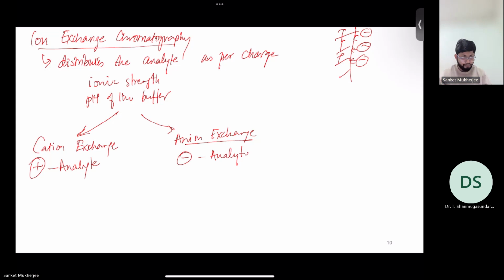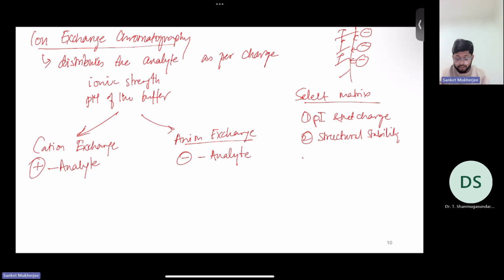These columns are basically the matrix, depending on whether you have a strong cationic analyte, or strong anionic analyte, or weak. Based on that, we have different column matrices. So how to select the matrix? For that, you need to know the pI value, the isoelectric point of a protein, and the net charge. Then you need to know the structural stability of the protein and the enzymatic activity.